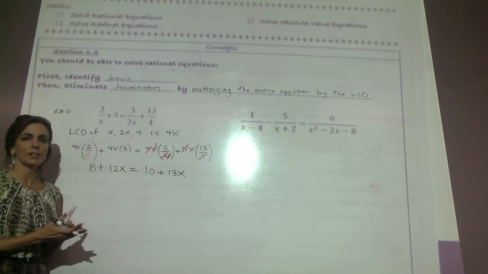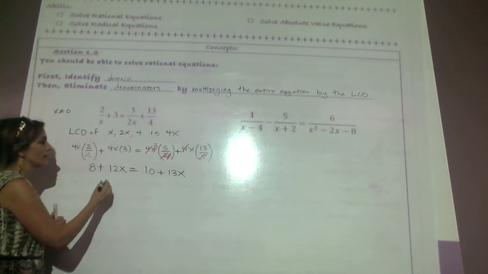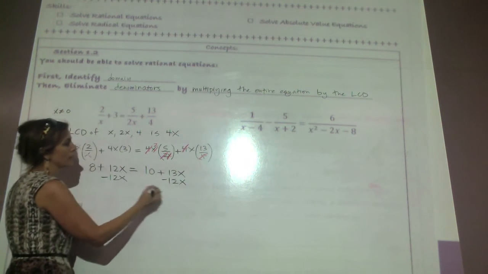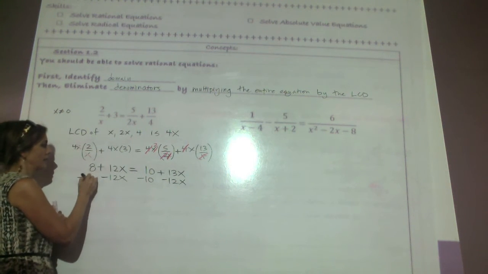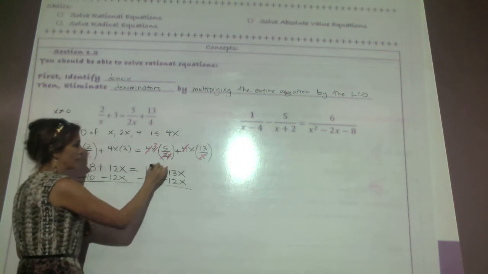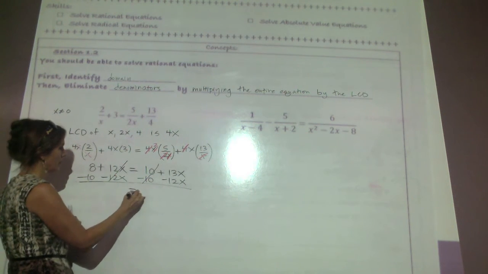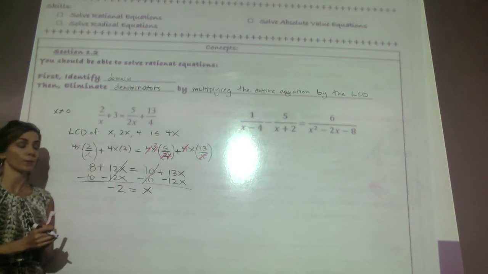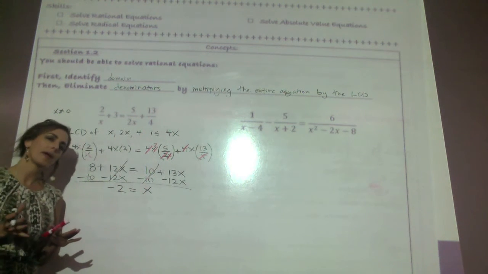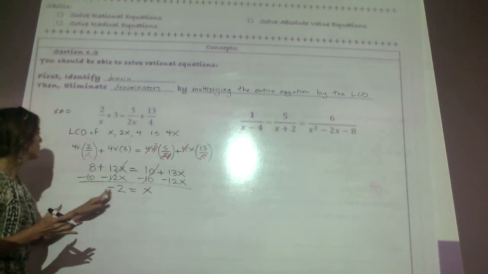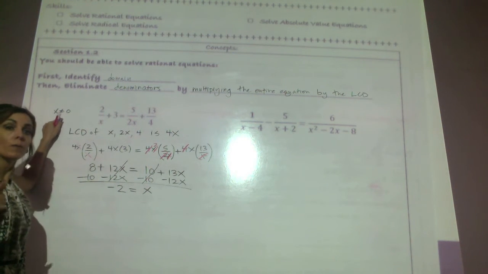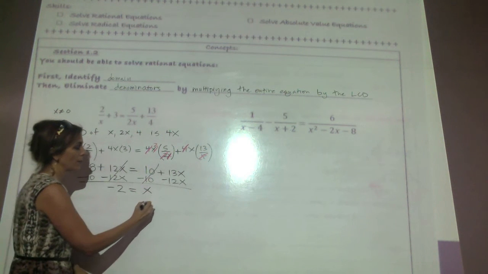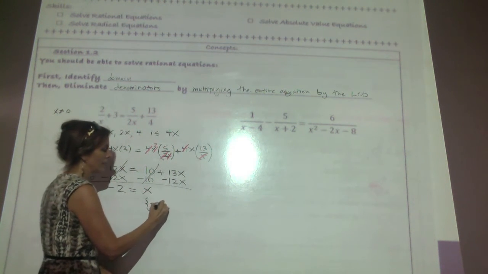Now we have a linear equation, which is fairly easy to solve. Let's subtract our 12x from both sides. Let's subtract our 10 from both sides. And we end up with negative 2 is equal to x, or x is equal to negative 2. Now, what was that domain restriction we said? x can't equal 0. Well, that's okay because we never said x was equal to 0. So we're all good here, and we will say our solution set is -2.